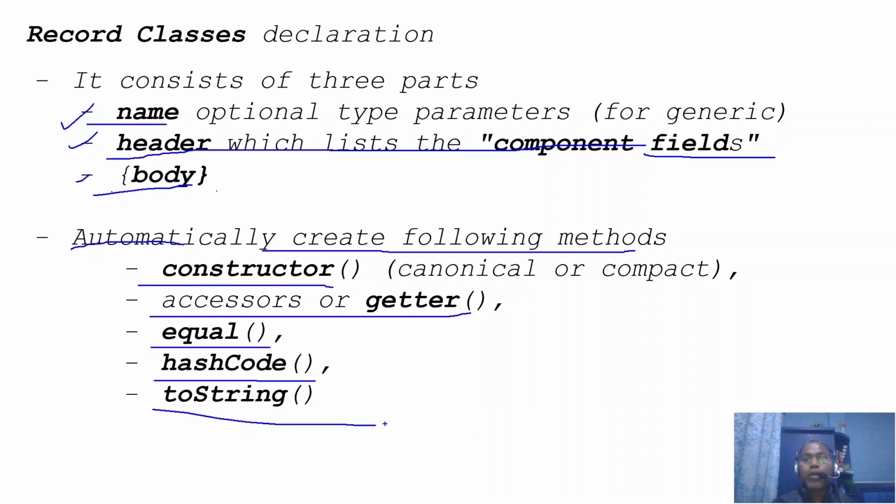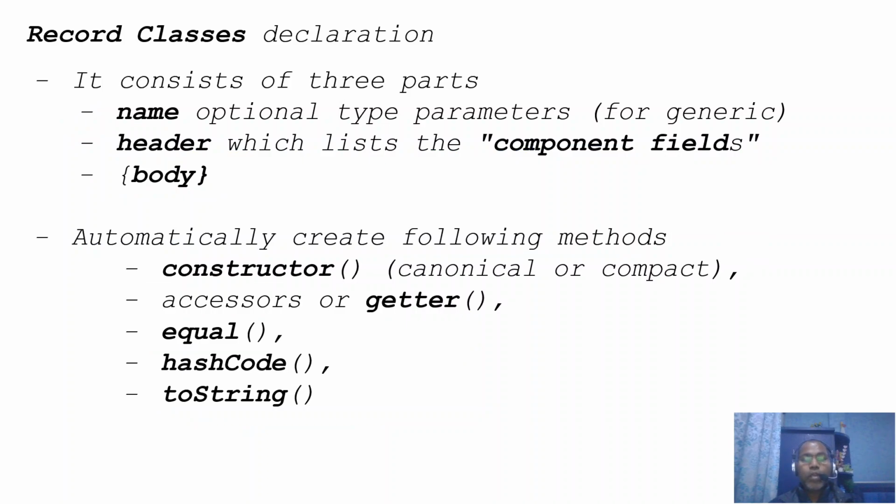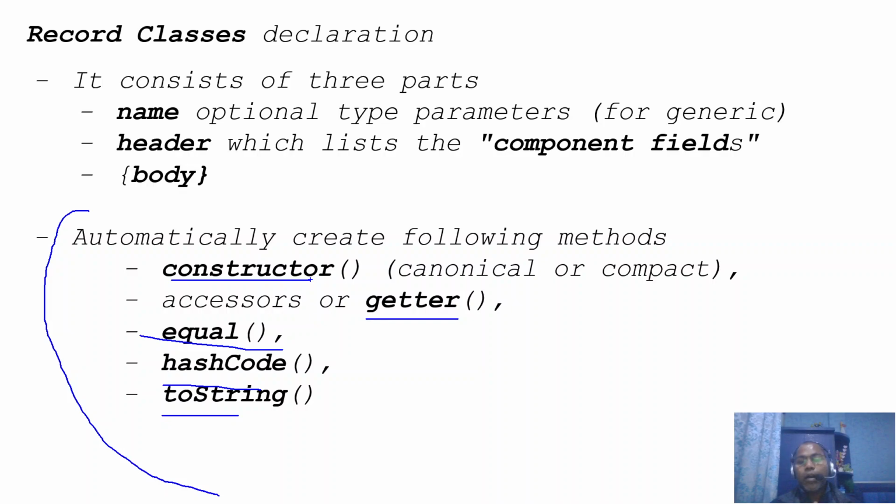So these are all the required methods for any object, and you get them automatically. Record classes are just special classes whose purpose is to create immutable objects with less ceremony. Less ceremony means you don't need to write the equals method, hashCode method, toString method, getter methods, and constructor. All are provided by default. We only have to mention the record name, header, and body.